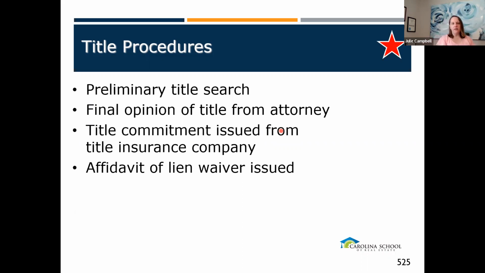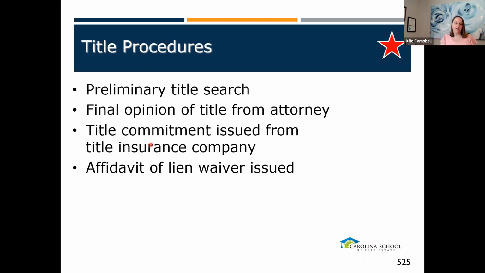Once we all leave settlement, the attorney is going to do another quick title search. And upon their satisfaction, they're going to offer a title opinion, final opinion, to the title insurance company. And then and only then will the title insurance company release title insurance to the new owner.